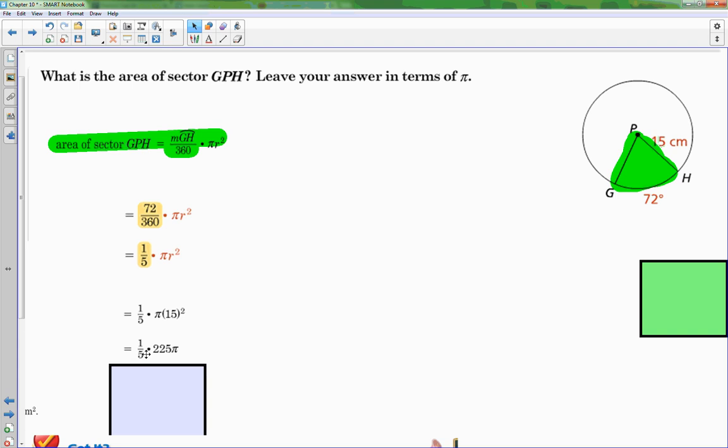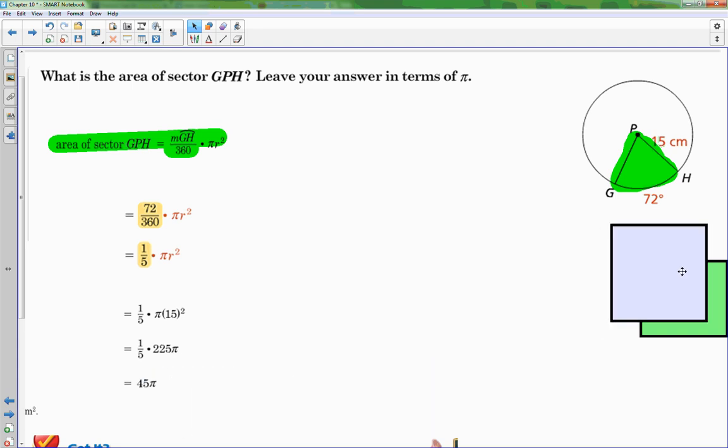If you're not great with fractions, until you get to a place on a test where they say don't use calculators, which happens rarely, you can always do this on a calculator. You get 1/5 of 225 is 45. And so the area, it says leave your answer in terms of pi, so that is 45 pi centimeters squared.